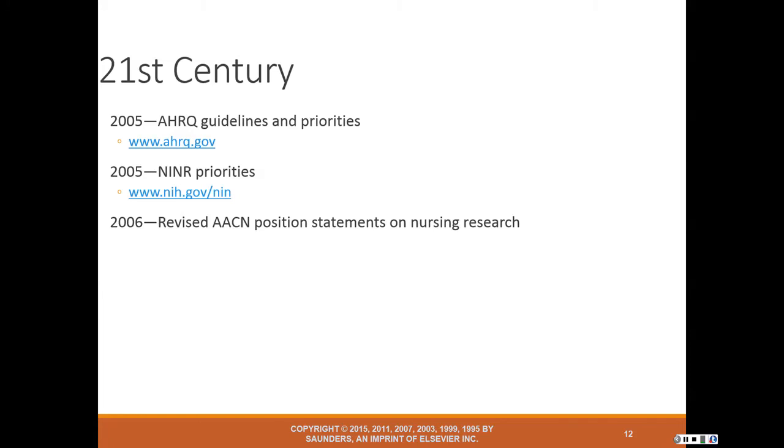The Agency for Healthcare Research and Quality, Guidelines and Priorities. That was founded originally around 1989, I believe. So they issue the practice guidelines, and they started out with just a few, about a dozen. One of the first practice guidelines had to do with decubitus ulcers. Now there are over 300 guidelines. You can go to the NINR priorities at that website.